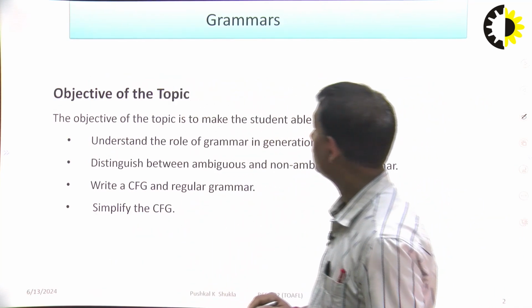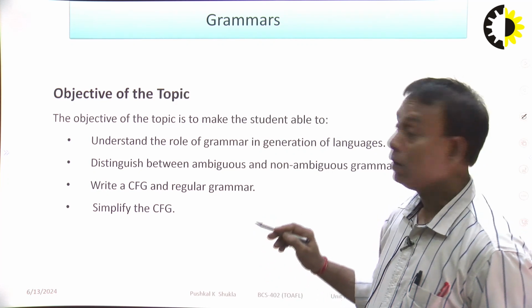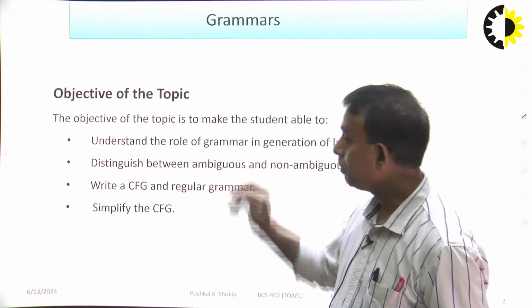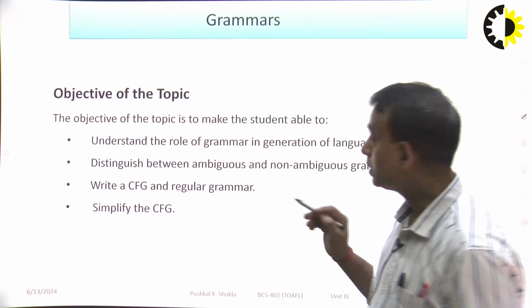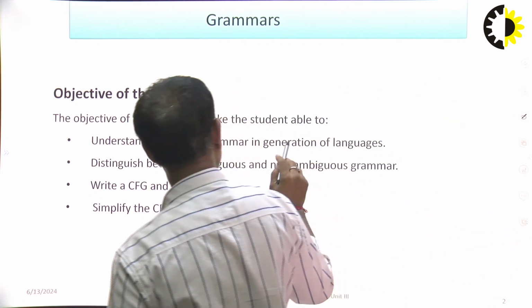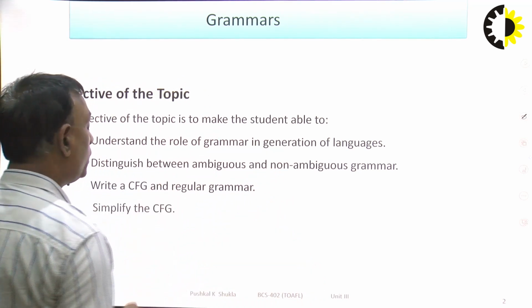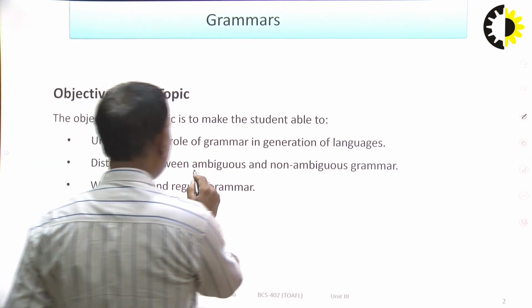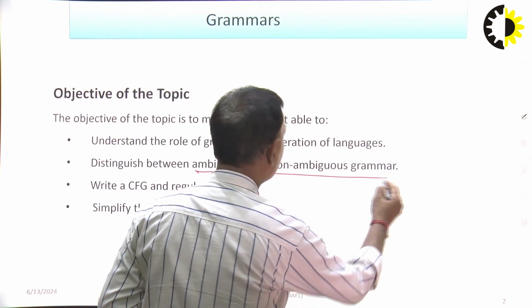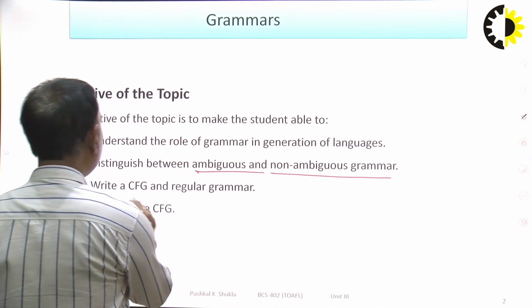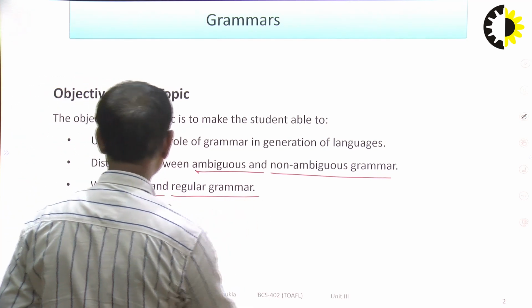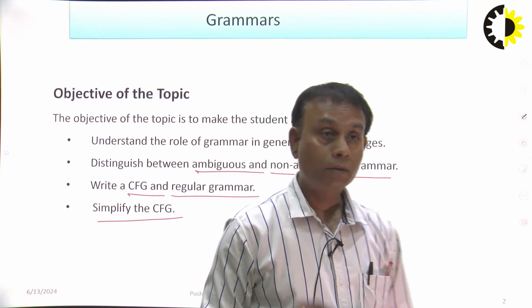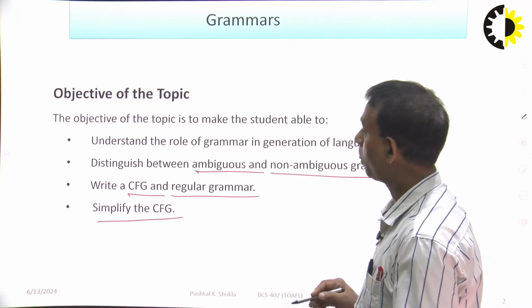Today I will discuss grammar and Chomsky classification. The objective of this topic is to understand the role of grammar in the generation of language, distinguish between ambiguous and non-ambiguous grammar, learn how to write a CFG and a regular grammar, and simplify the CFG. All these are the objectives of this topic.